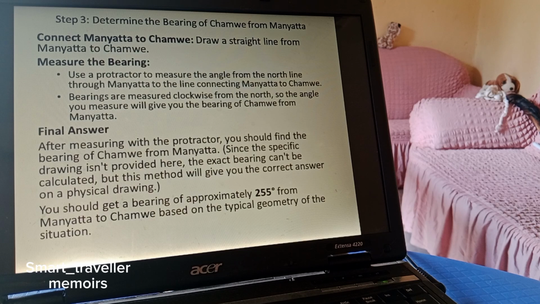Final answer. After measuring with the protractor, you should find the bearing of Chamwe from Manyata. Since the specific drawing isn't provided here, the exact bearing cannot be calculated, but this method will give you the correct answer on a physical drawing. You should get a bearing of approximately 255 degrees from Manyata to Chamwe based on the typical geometry of the situation. So guys, that is my question number 1.